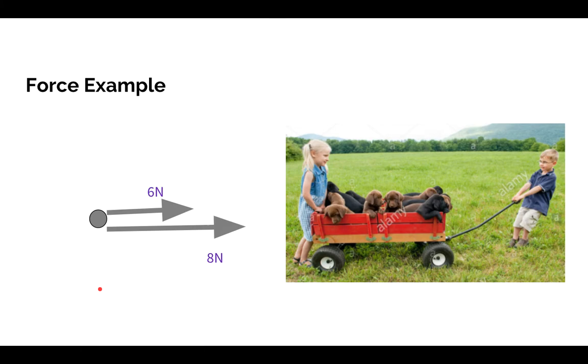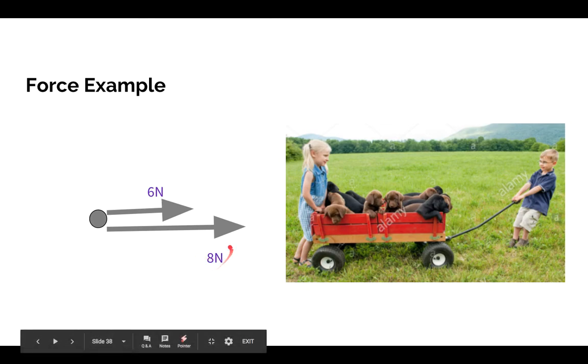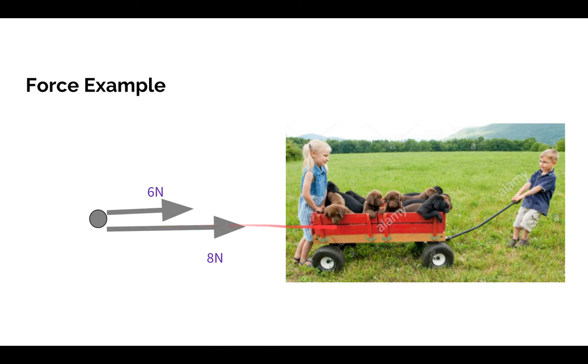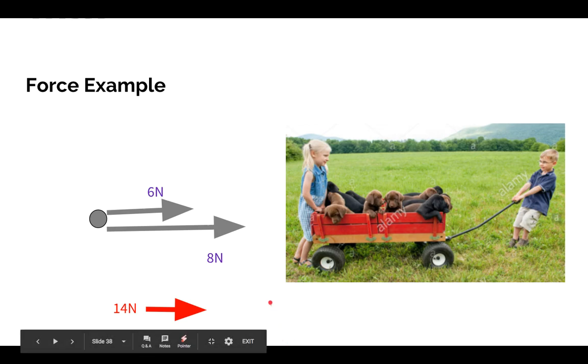Now, if you had 2 people pulling a wagon, so you've got the boy pulling with 8 newtons and the girl pushing with 6 newtons, so they're both going in the same direction. They both want the cart to move to the right. So because we're having 2 forces applied in the same way, we're going to add them together. So our total would be 14 newtons, and it would be to the right, because they both want it to move to the right.